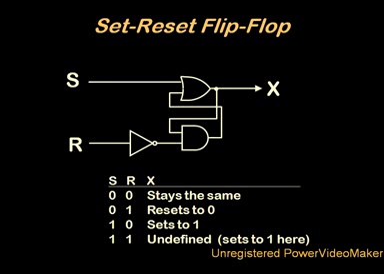So our set-reset flip-flop can be described in a very simple way. With S and R equal to 0, our state stays the same. If S is equal to 0 and R is equal to 1, we reset to 0, or force our state to 0. If S is equal to 1 and R is equal to 0, we force our state to 1. And officially, 1 and 1 is undefined, but as we saw, it always sets us to state 1 in this particular implementation.